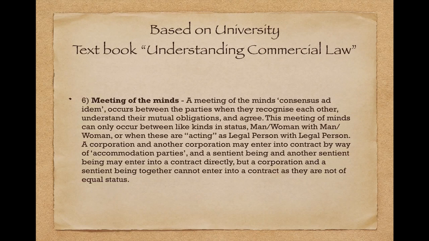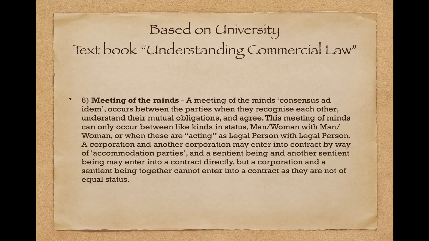Meeting of the minds. A meeting of the minds, consensus ad idem, occurs between the parties when they recognize each other, understand their mutual obligations, and agree. This meeting of minds can only occur between like minds and status, man-woman with man-woman, or when these are acting as legal person with legal person. Like minds, if we're acting as legal person with legal person. You have to understand the difference here.